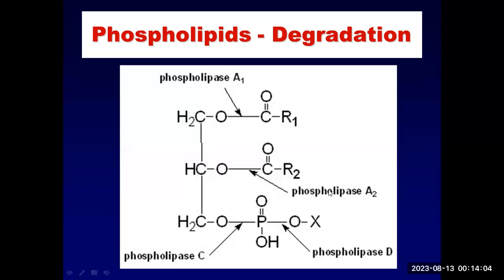But this one, phospholipase A2, is very, very important because it results in the formation of lysolecithin, which is very poisonous and is present in snake venom, and it has hemolytic activity. So that's why when a snake bites, it results in lysolecithin, which results in the hemolysis of the red blood cells.